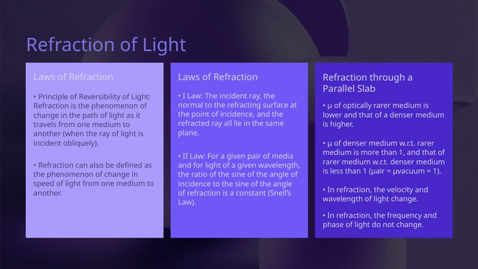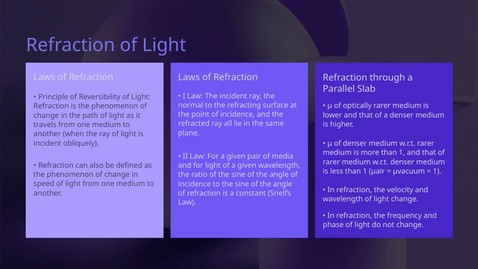Moving on to the laws of refraction, the second law, also known as Snell's law, states that for a particular pair of media and a specific wavelength of light, the ratio of the sine of the angle of incidence to the sine of the angle of refraction is a constant. This constant depends on the media involved. The first law tells us that the incident ray, the normal at the point of incidence, and the refracted ray all lie in the same plane. This helps us visualize how the light ray behaves when it hits the interface.